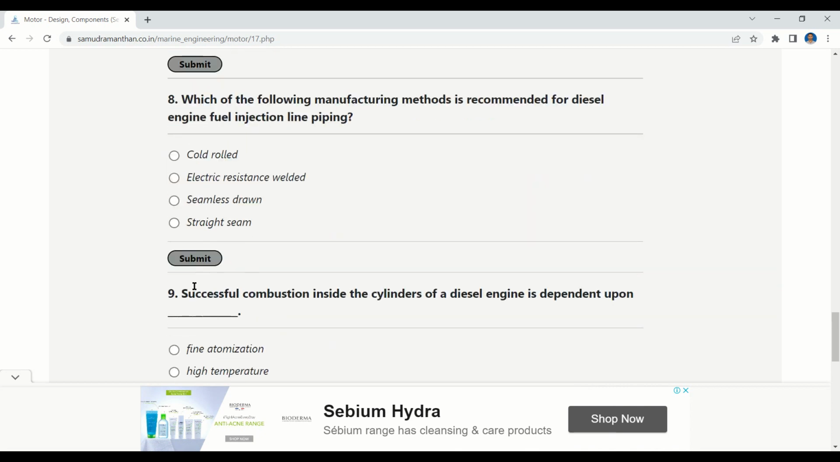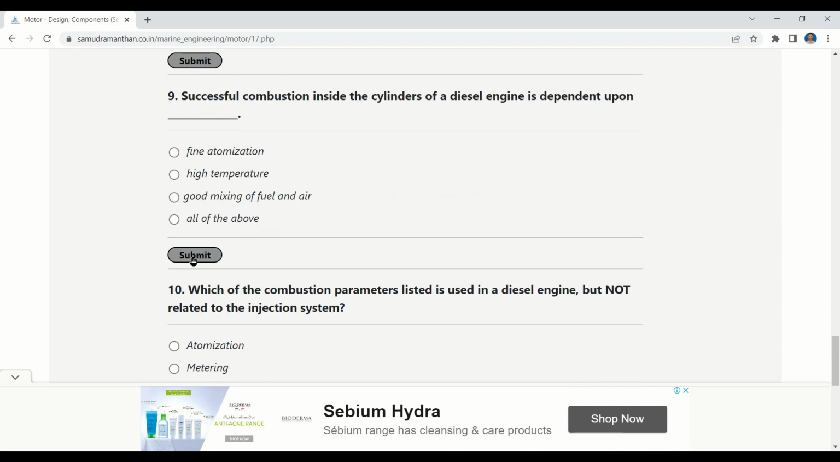Which of the following manufacturing methods is recommended for diesel engine fuel injection line piping? And the given options are cold rolled, electric resistance welded, seamless drawn, straight seam, and the correct option should be seamless drawn.